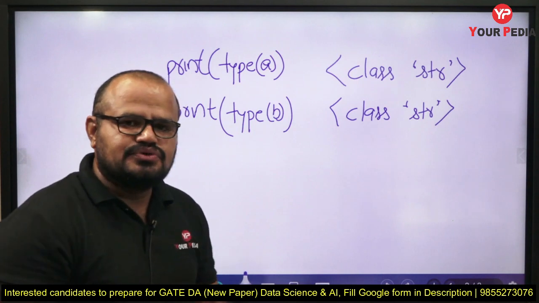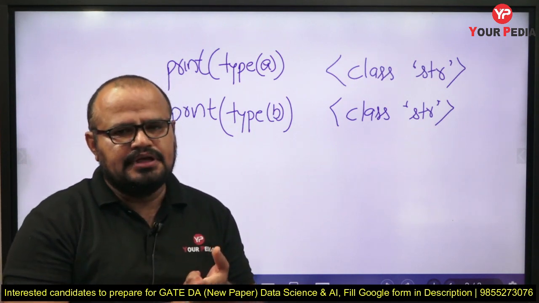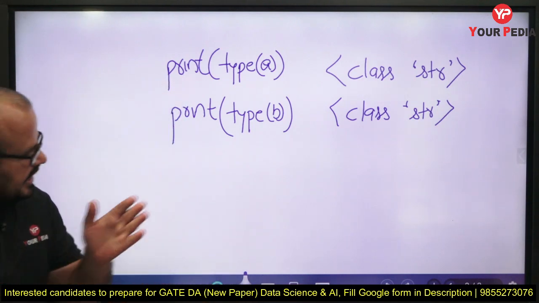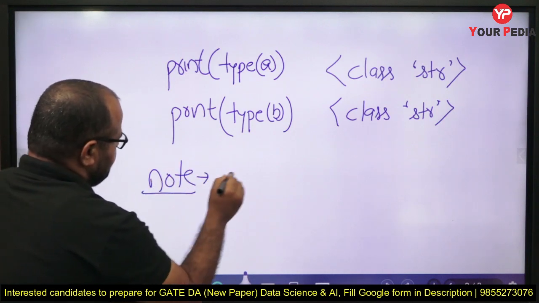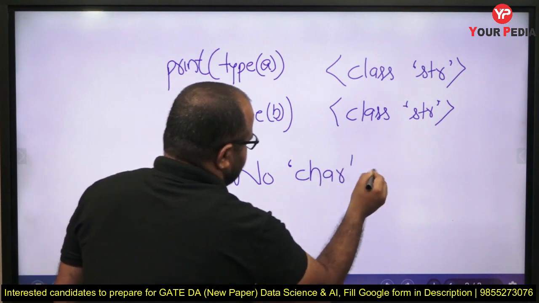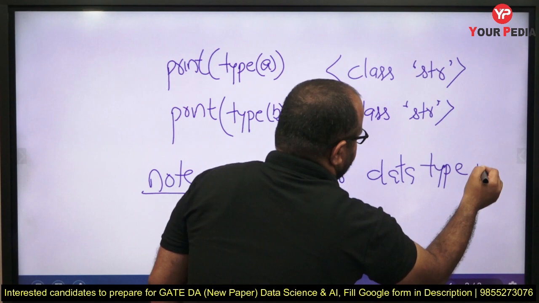Fine my dear students. So in this way you can check the type, and you can display the particular string. And the one note point is: no char data type in Python.